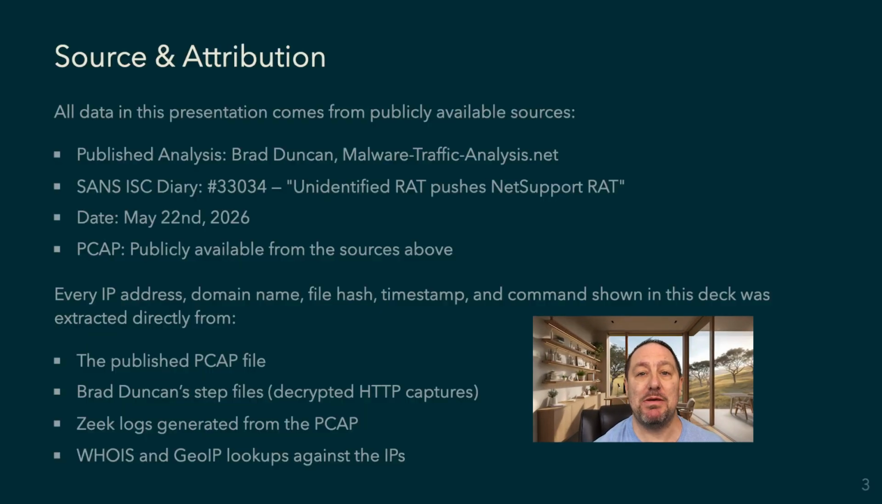Before we start, let me be clear where this data comes from. All the data in this presentation comes from publicly available sources, mainly published by Brad Duncan at malwaretrafficanalysis.net. It's also covered by the SANS Internet Storm Center, diary number 33034. The PCAP, the step files, all the extracted artifacts, it's all available from his site. And every IP address, domain, hash, timestamp, and command is backed by the PCAP itself. You can download it, you can open it up, and you can verify everything. And the Zeek logs that I'm going to show you how to make, we generate by running Zeek against that PCAP that we downloaded.